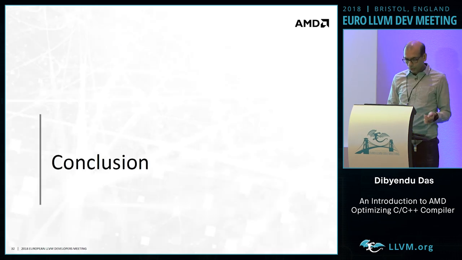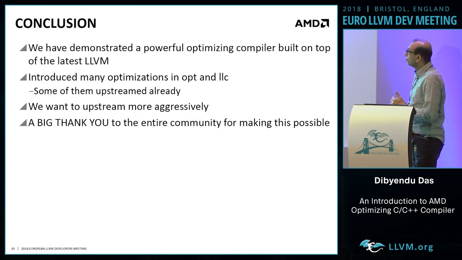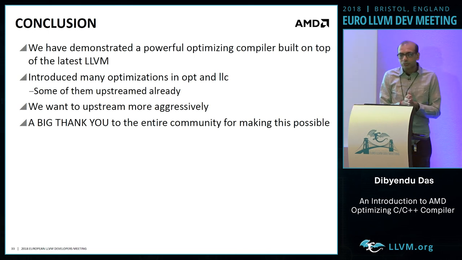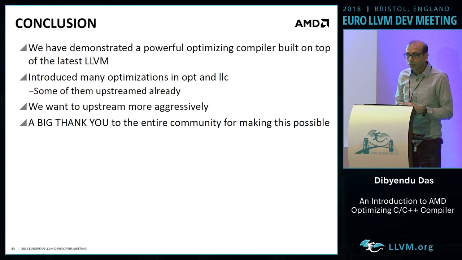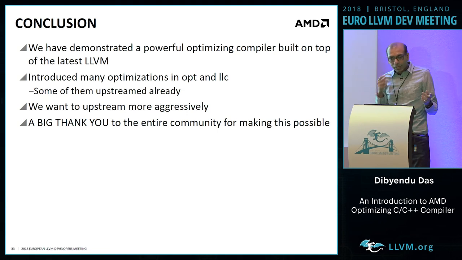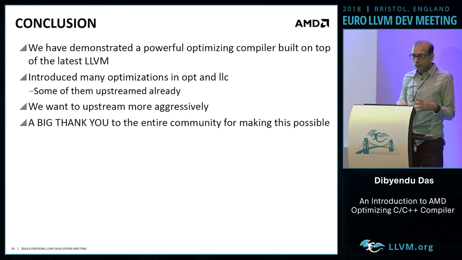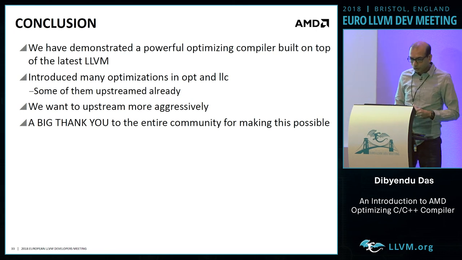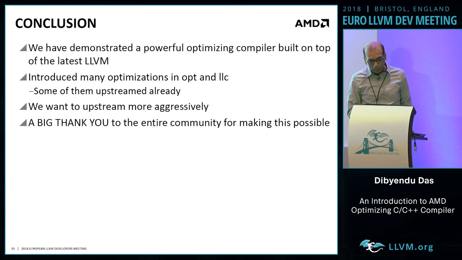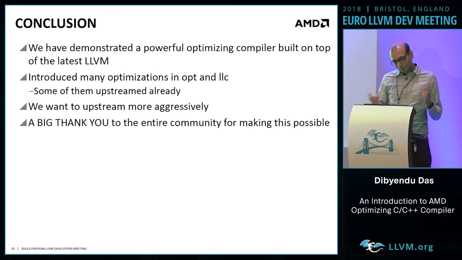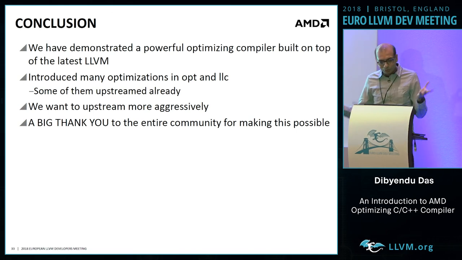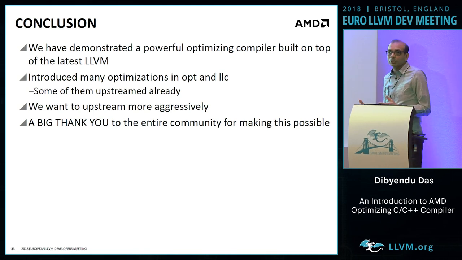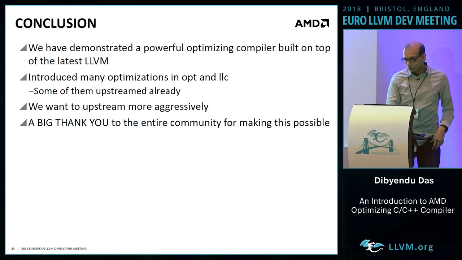In conclusion, for the last 2.5-3 years, we have demonstrated a very powerful optimizing compiler built on top of the latest LLVM. We introduced many optimizations in opt and llc. Some of them are already upstream, some are part of the discussion. We definitely want to upstream more aggressively, obviously, but there are concerns, suggestions, whatever. And once again, a very big thank you to the entire community for making this possible.